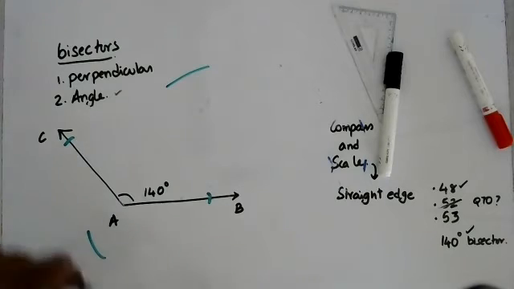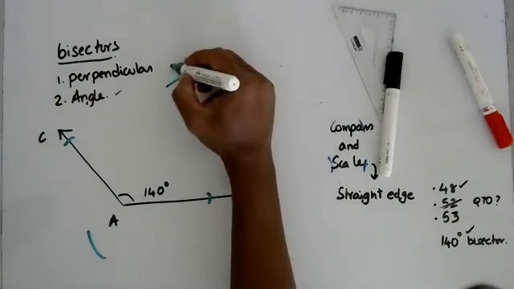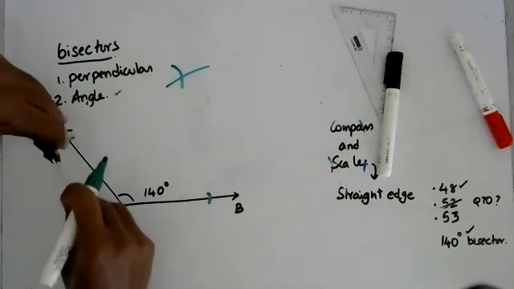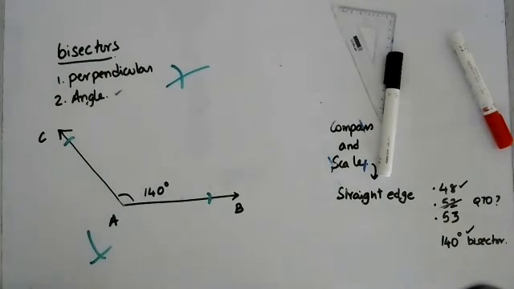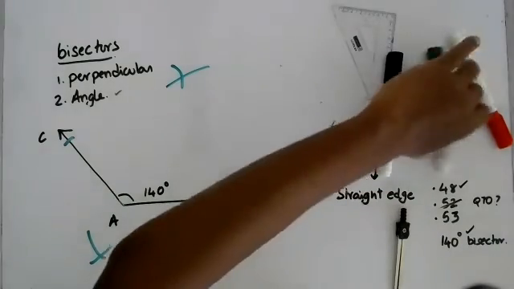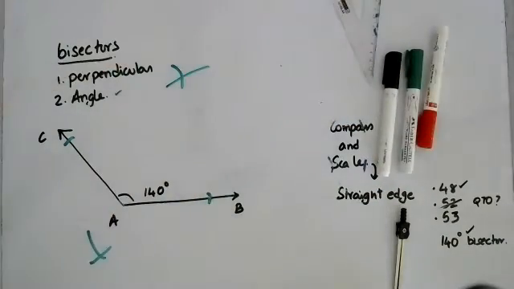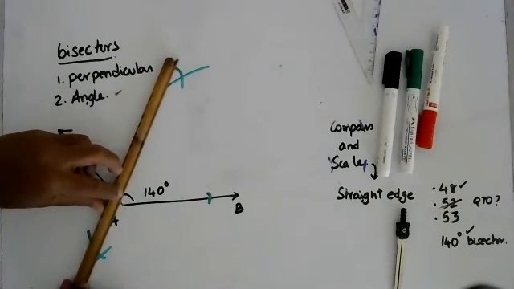Okay, the next step, obviously, do it from the other side. So one there and one here. Okay, so no points for guessing the next step. Use the straight edge.